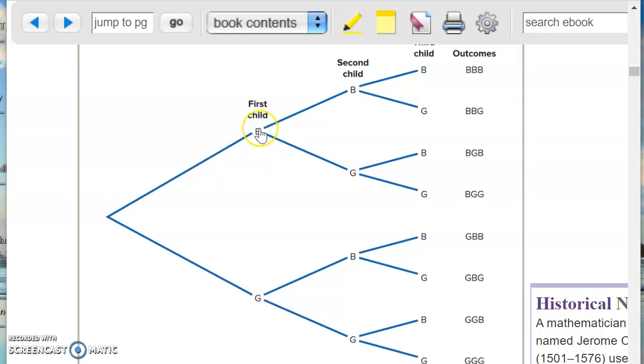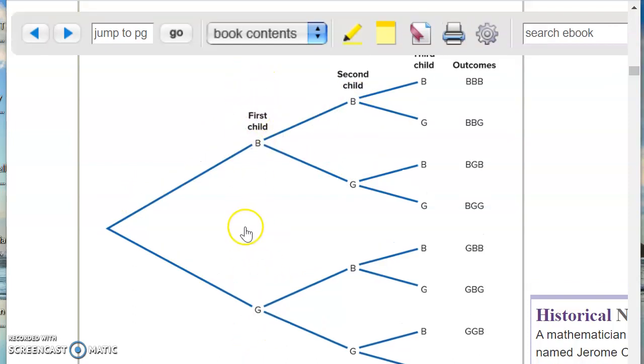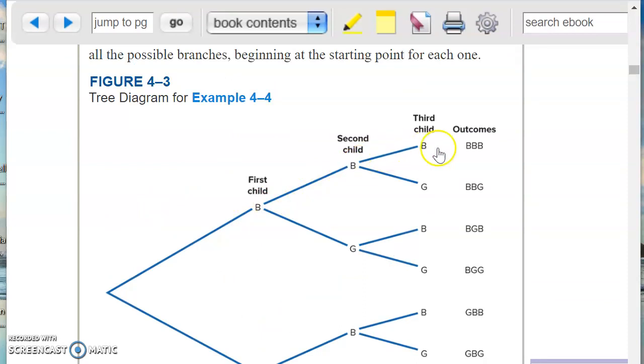After you have the boy, what could you have after you have the boy? You could have another boy or you could have a girl. Okay, do you see that? So the first outcome here is the first child, then you have a second child, then you have a third child. So I hope these are reasonably clear what's going on here. It's just a way for us to observe the possibilities and to organize our thoughts.